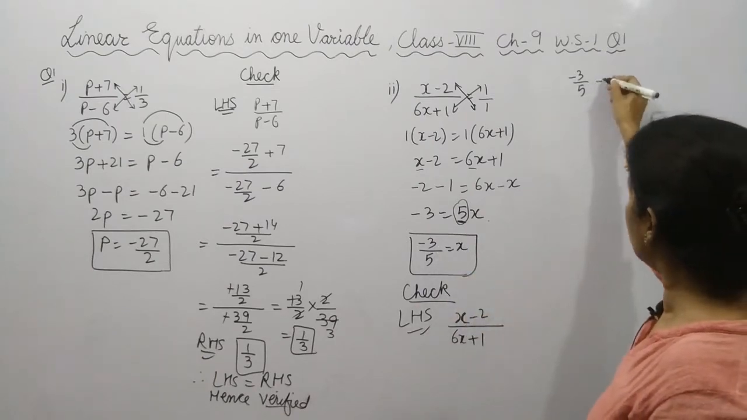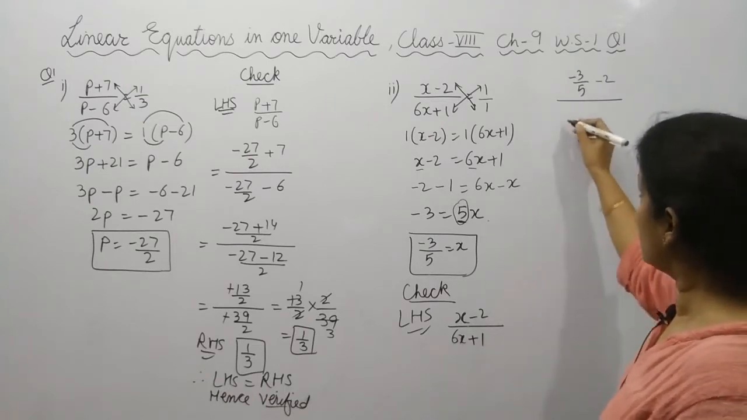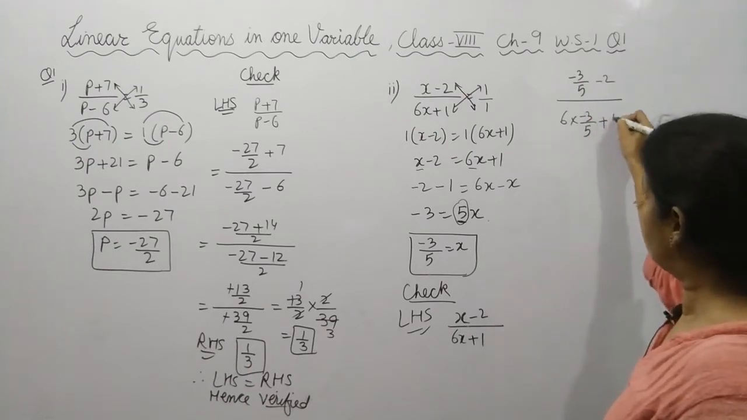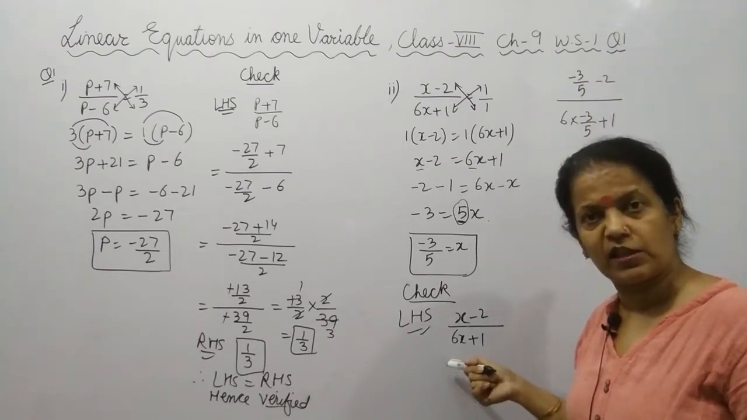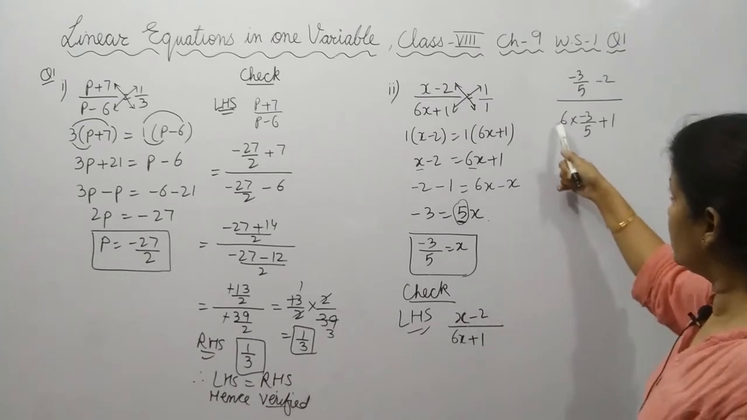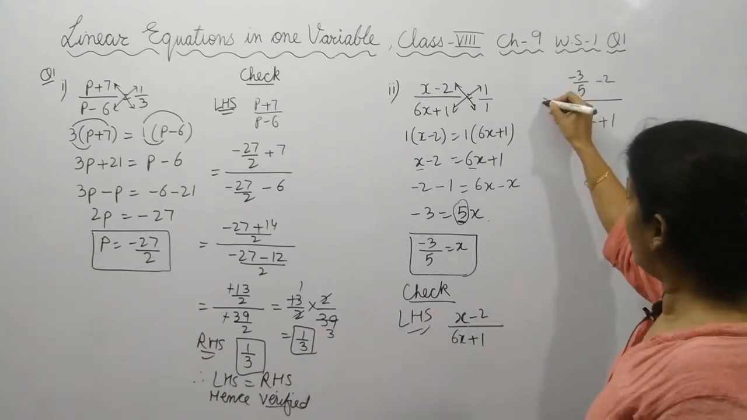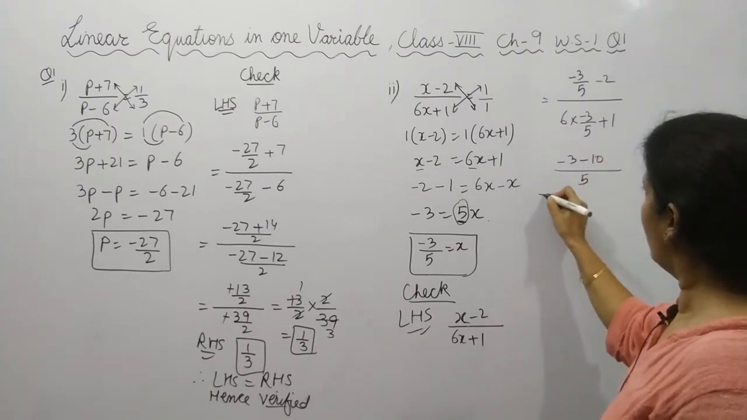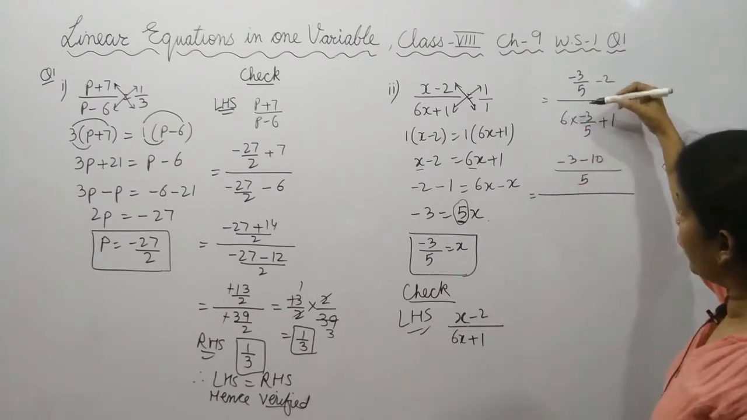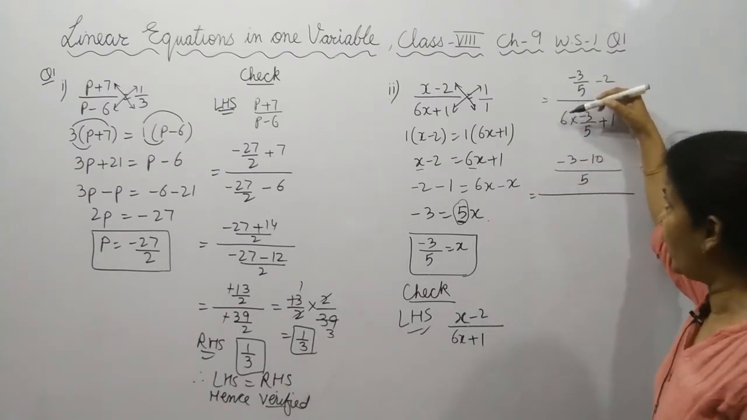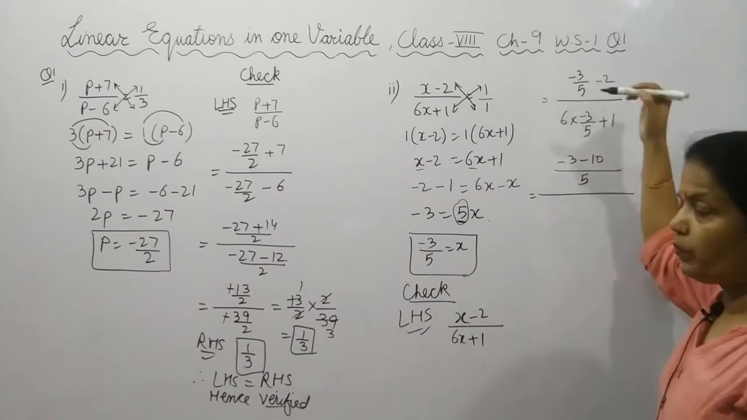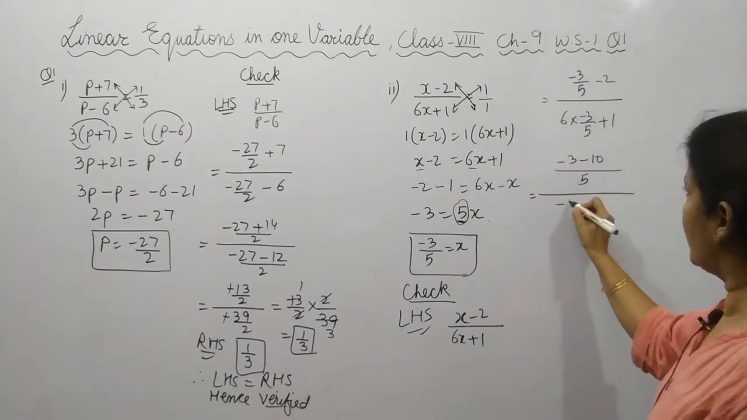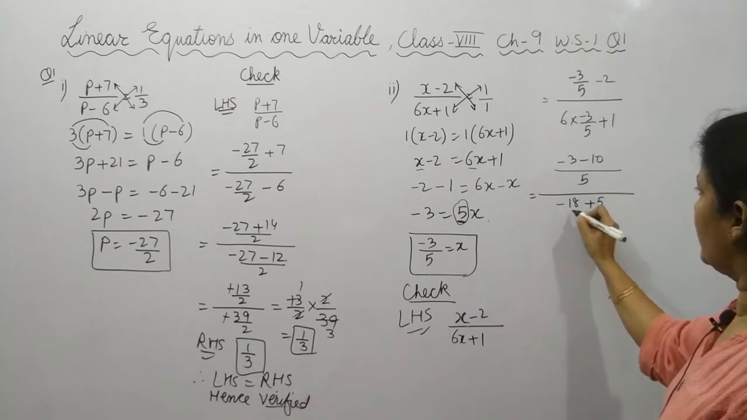Minus 3 by 5 minus 2, whole upon 6 multiply minus 3 by 5 plus 1. Since it is written as 6x, 6 into x, 6 multiply x values. Now you will solve it. Minus 3 minus 10, whole upon, what will it become? Look here, this is a multiplication sign and you cannot cancel any term. So what will you do? We will multiply 6 with minus 3. So it will come as minus 18 plus 5, whole upon 5.